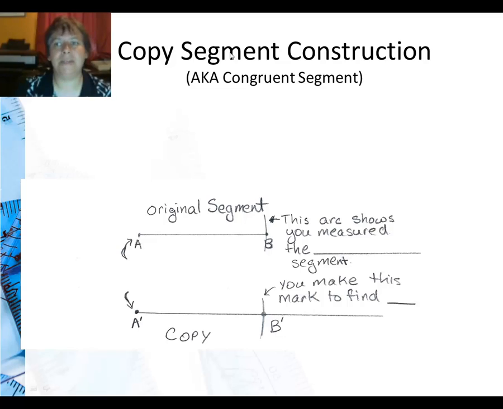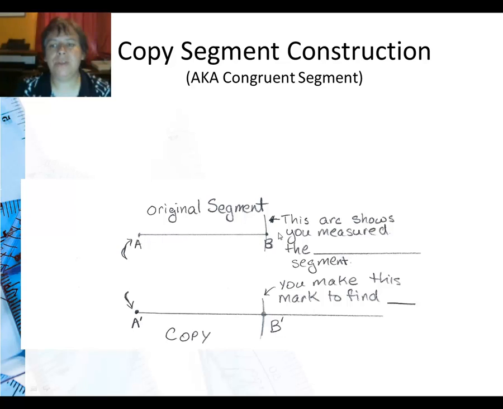This is the copy segment construction. Go ahead and make sure you also know this is called the congruent segment, because if we're making a copy, it's going to be the same size. It's going to be congruent. So here's my original segment right here, AB. And this is an actual segment. I drew it on a piece of paper. And I measured it, and then I made this copy.